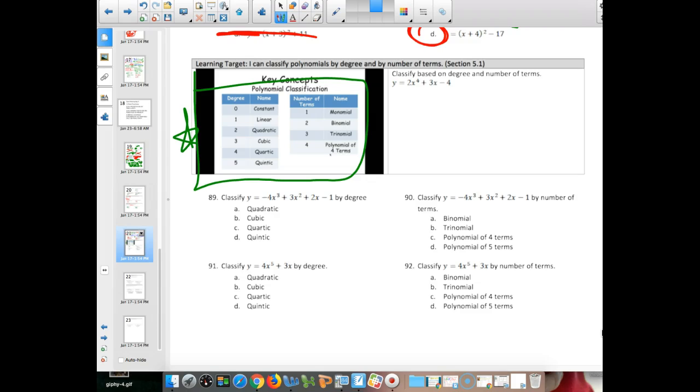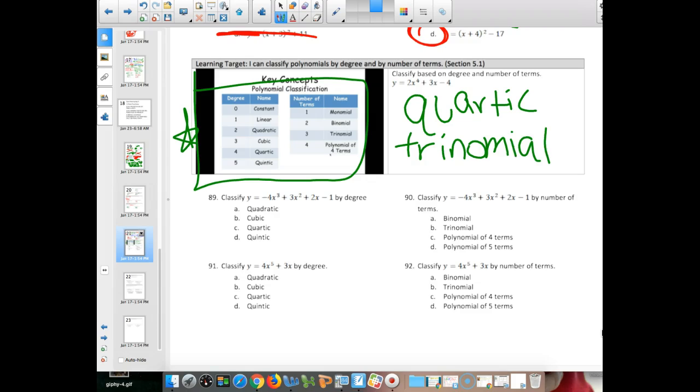So if I look at this first one, I'm going to call it a quartic. Okay. Oh, gosh. Maybe we do have to study. And we should call it a trinomial. Okay. All right. I think we can do these real quick. So 89, I'm going to call it a cubic. And we're going to call this one a polynomial, 4 terms. This one down here, we're going to call it a quintic, and this one we're going to call a binomial.